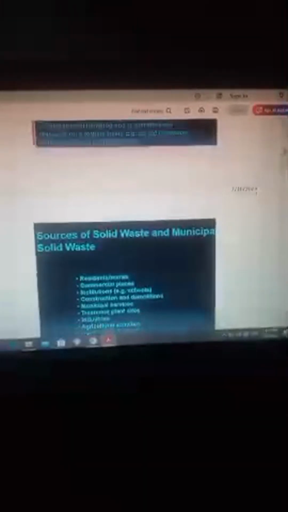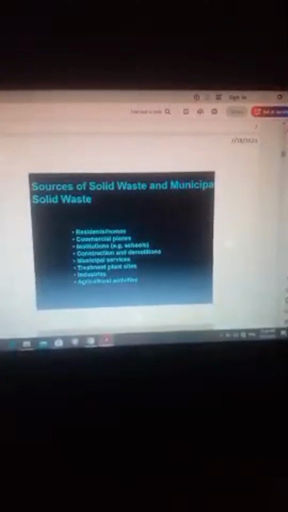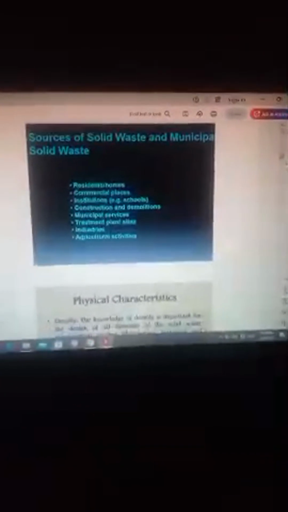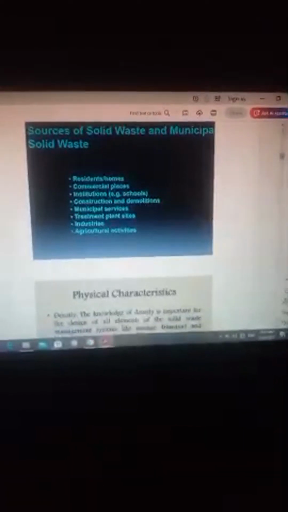Residences, homes, commercial places, institutions, construction and demolition, municipal services, treatment plants, sites, industries, agriculture activities. These are the sources of solid waste and municipal solid waste.